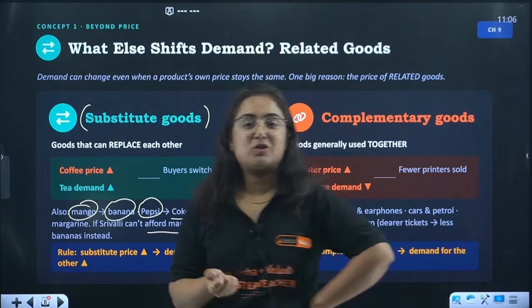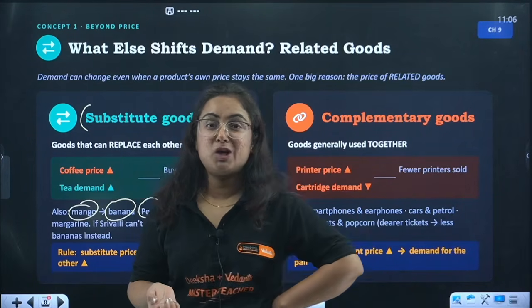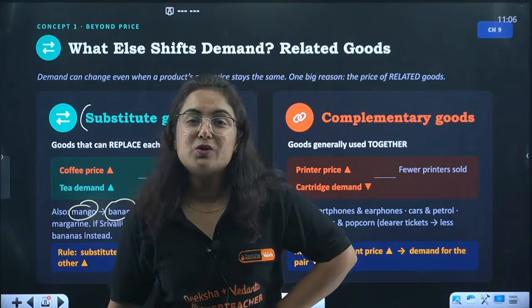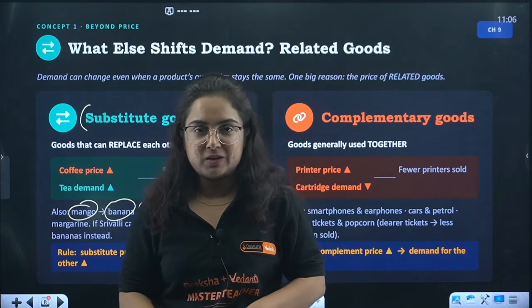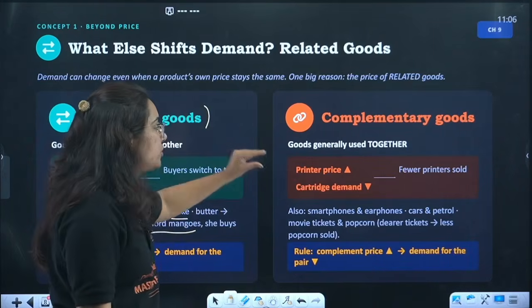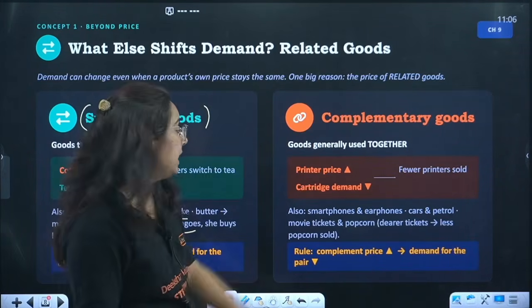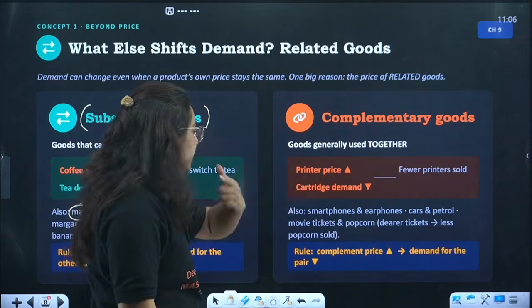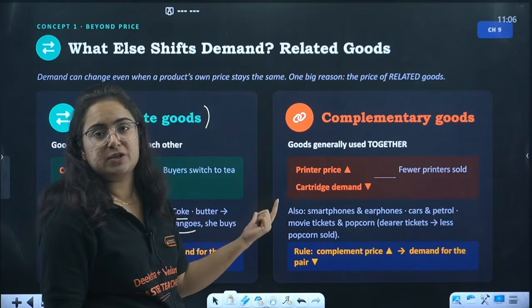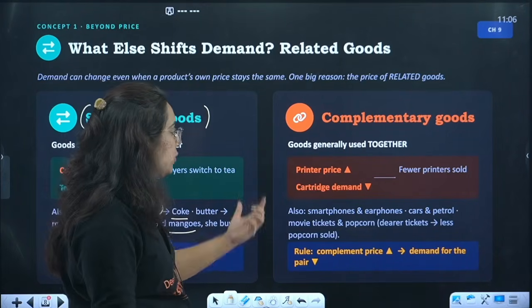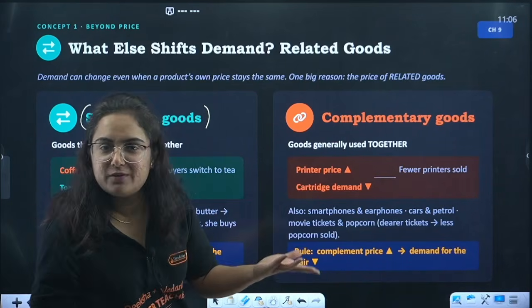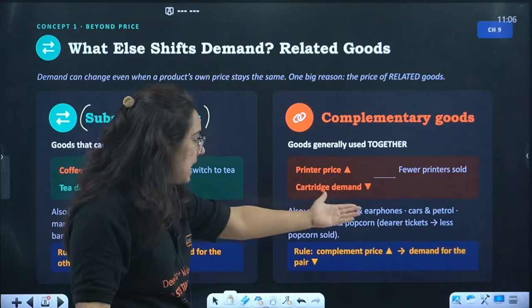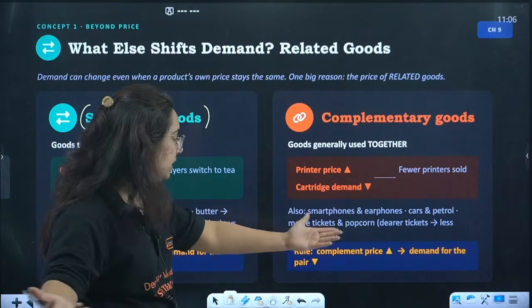We go sometimes to the cafes and we feel like something complimentary is there. We usually start buying that, and the demand of that product increases eventually. So what I'm telling here, goods generally are used together. If you buy a printer, you have to buy the cartridge, right? Smartphones, if you buy smartphones, what will happen? Then you have to buy earphones eventually. You buy the car and then petrol too, right?